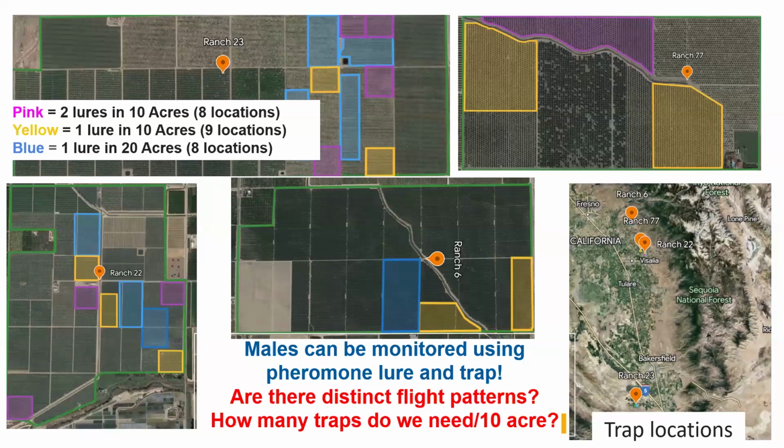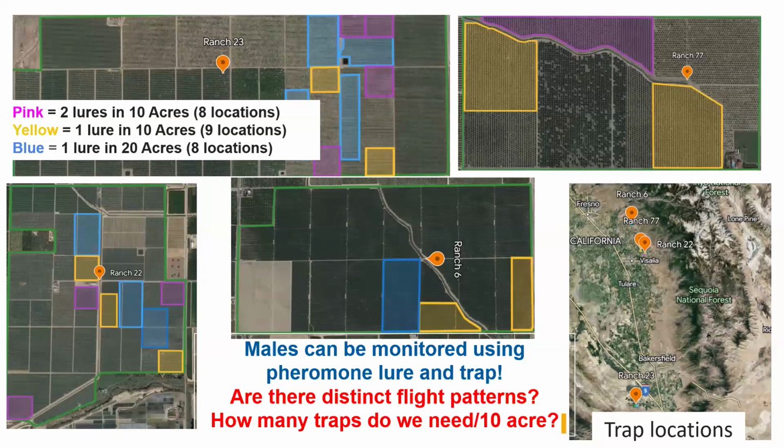To understand that, we also wanted to know how many traps we need per 10 acres to monitor for mealybug, because there is a lure and a trap, but there isn't a recommendation with it. So for another study, we looked at 3 different trap densities: 2 lures in 10 acres, 1 lure in 10 acres, and 1 lure in 20 acres. Together we monitored 27 different locations.